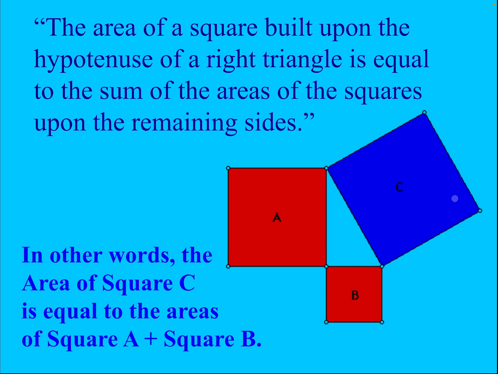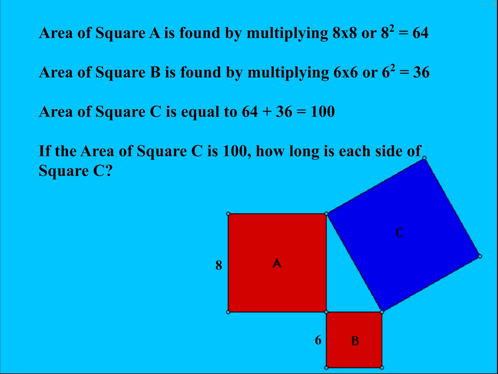Okay? And as a result, he figured out that square C is equal to the areas of square A plus square B, which is where the Pythagorean theorem comes from. So let's say that we have this example down here. Don't worry about the words right now. We know that square A has sides that are 8, meaning all of them are 8 because it's a square. B has sides that are 6, and all 4 of them are 6 because it's a square. All sides are equal. We do not know the sides of C.